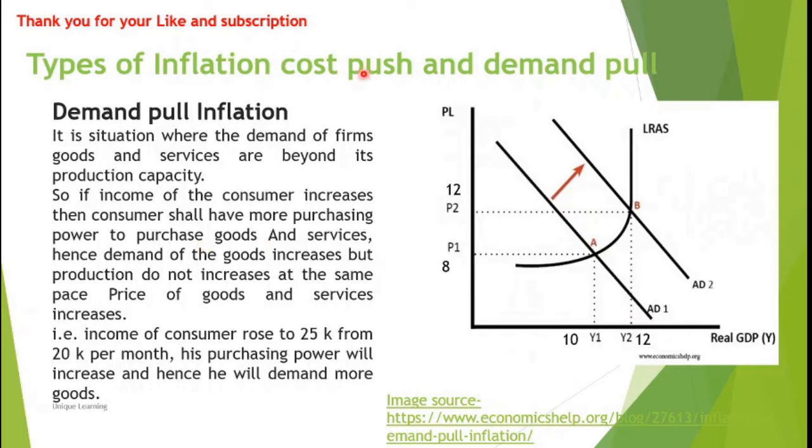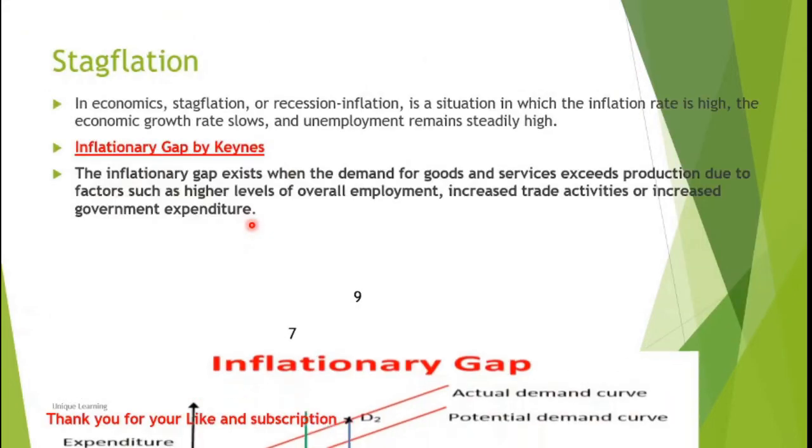In cost push inflation, cost is pushing inflation upward. That means due to a rise in the cost of the factors of production, there is a rise in the price, while in demand pull inflation, due to an increase in the demand for goods and services, the price is being increased. Next point is stagflation.